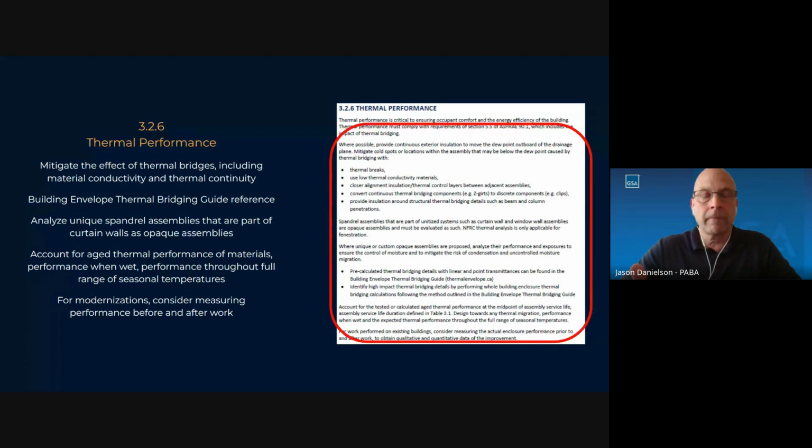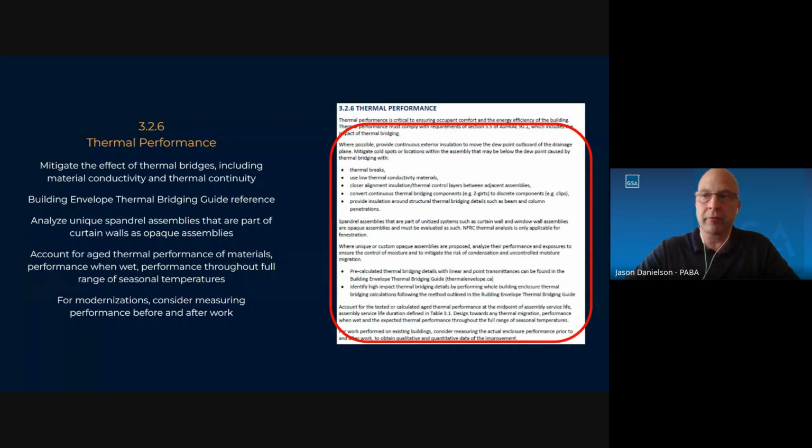Right now, specifically for insulations, the R value is measured at 70 degrees. It's not measured at its full operating temperature, and that's what we're trying to address. So there are a few things here. Accounting for the aged thermal performance of materials, some insulations start to off-gas and lose their performance. So out of the box is the best that you're going to get.